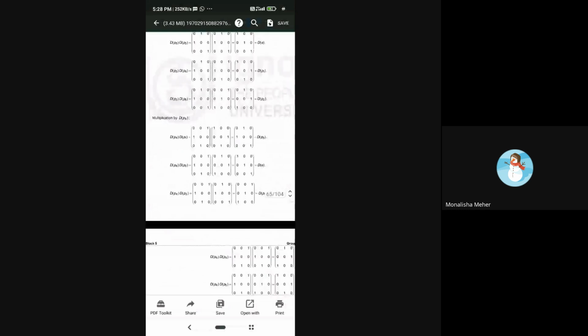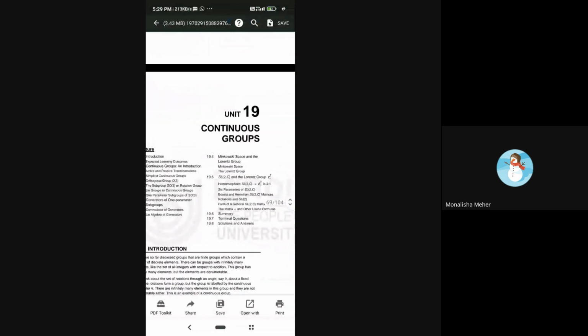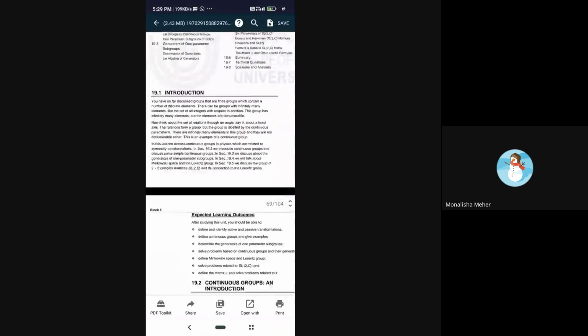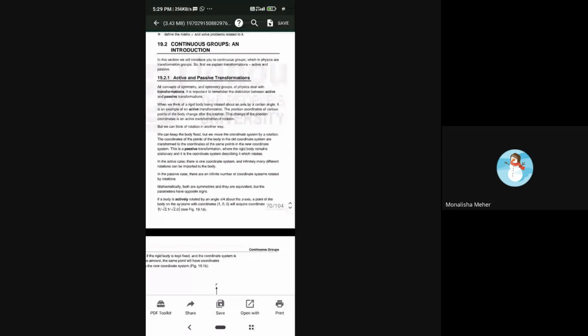Then the group. We have studied groups, then continuous groups. So there are two concepts, active transformation and passive transformation. We have discussed symmetry groups, and in physics we have transformations. It is important to remember the distinction between active and passive transformation. What is active transformation? When we think of a rigid body being rotated about an axis by a certain angle, it is an example of active transformation.